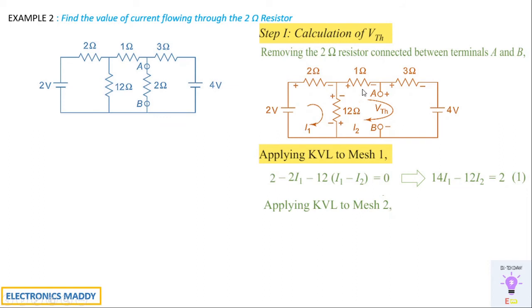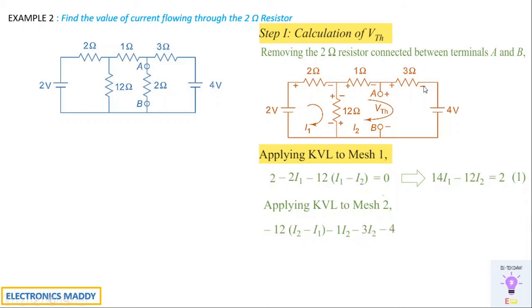Applying KVL to mesh 2, similarly we can write it this way, that is minus 12, from plus to minus, 12 is the value, times I2 minus I1, because we are applying it with respect to mesh 2. Then you will be getting minus 1 times I2, because the current enters at positive and leaves at negative. When it is leaving at negative, we'll be writing a negative sign here, and the value of resistance is 1 ohm and the current flowing is I2, so we'll write it this way. So minus, again from plus to minus it will go, with respect to 3 ohms, and the current flowing is I2, so we'll be writing minus 3 times I2.